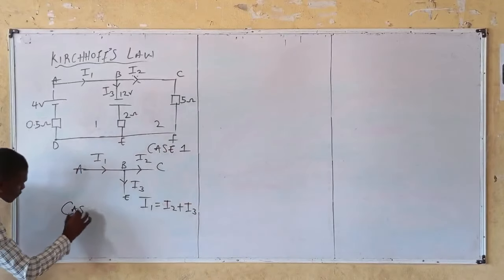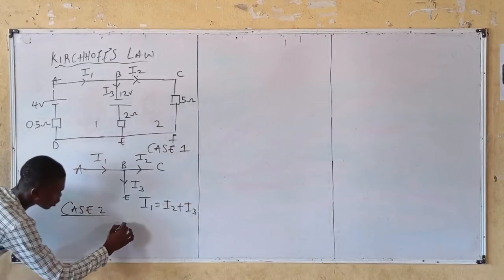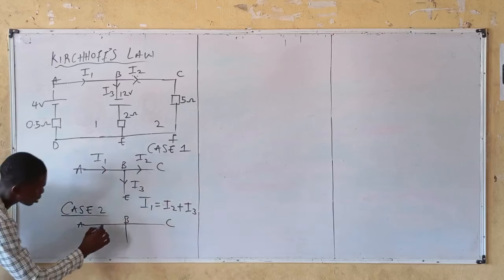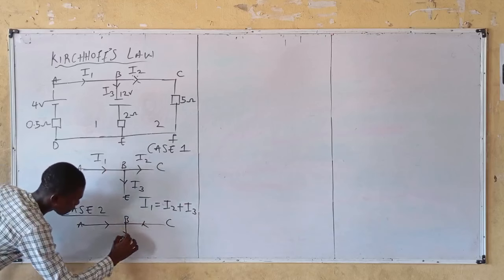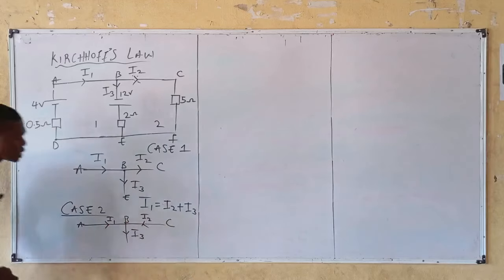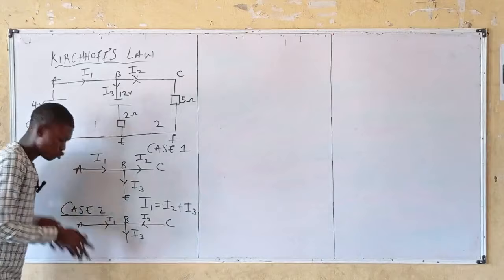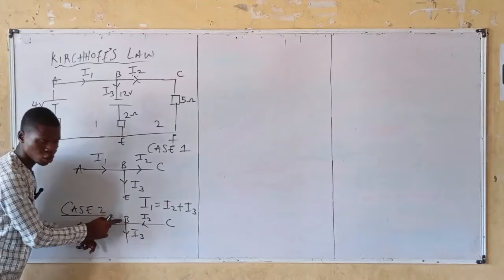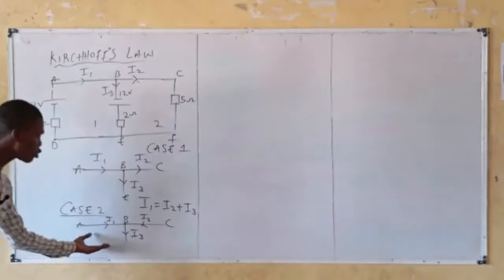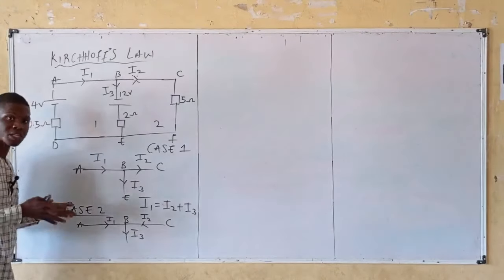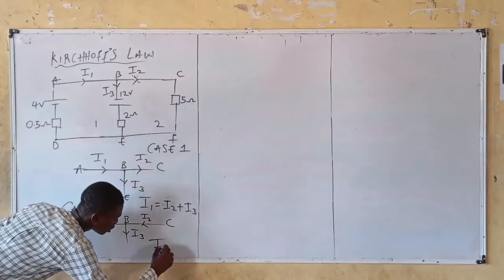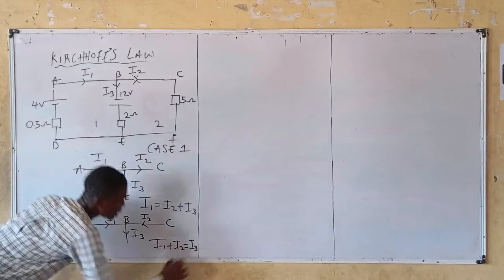Case 2. What if I have my junction in this manner? We have something of this. This is I1, this is I2, and this is I3. Now observe, applying KCL to case 2, it means I1 is entering junction B, I2 is entering junction B, and I3 is leaving junction B. A mathematical equation for that from KCL, the summation of currents entering a junction is equal to the currents leaving that junction, meaning that I1 plus I2 is equal to I3, right?